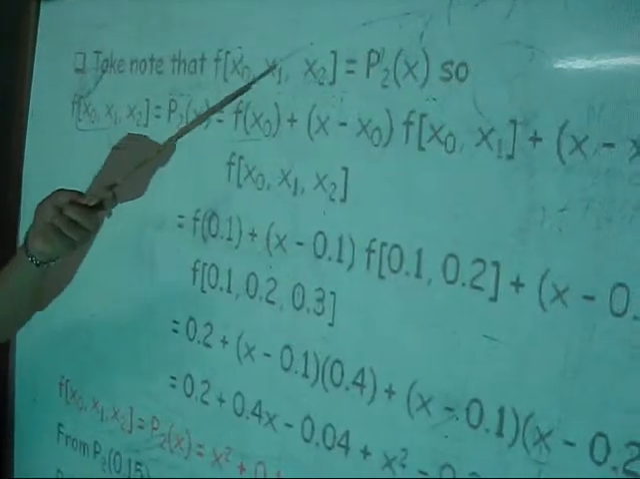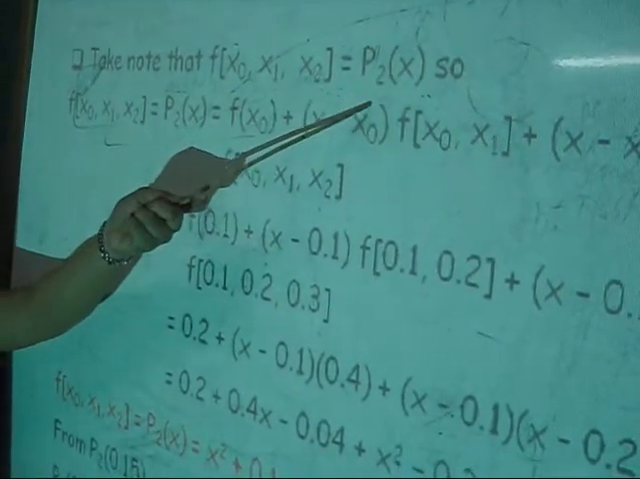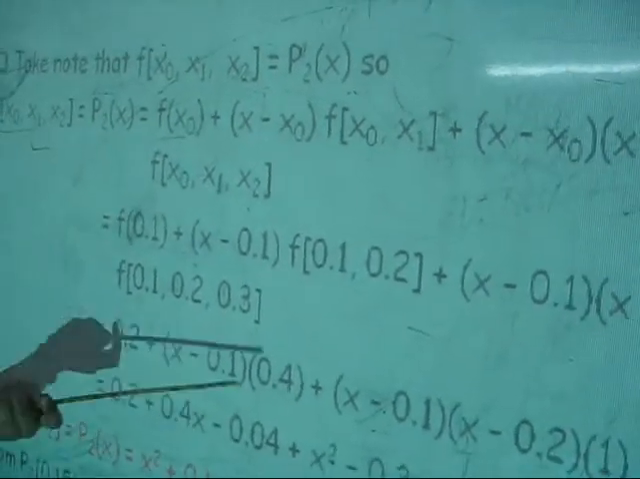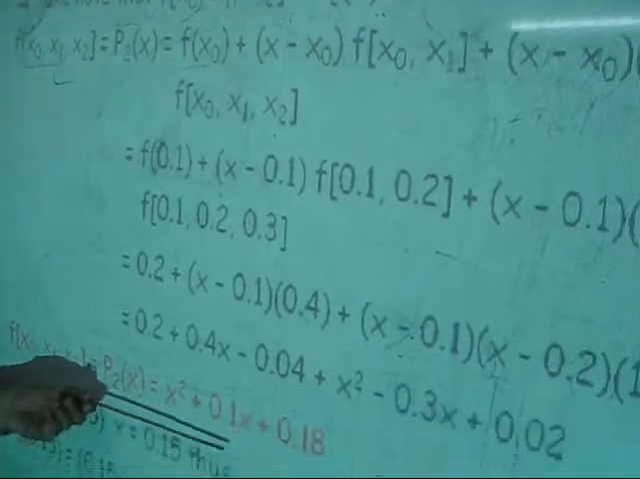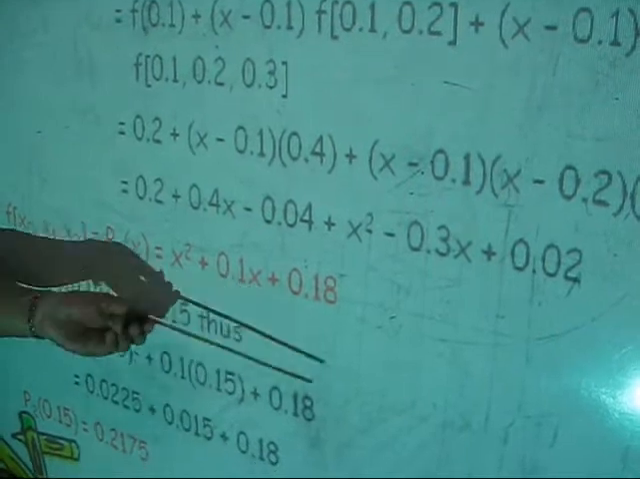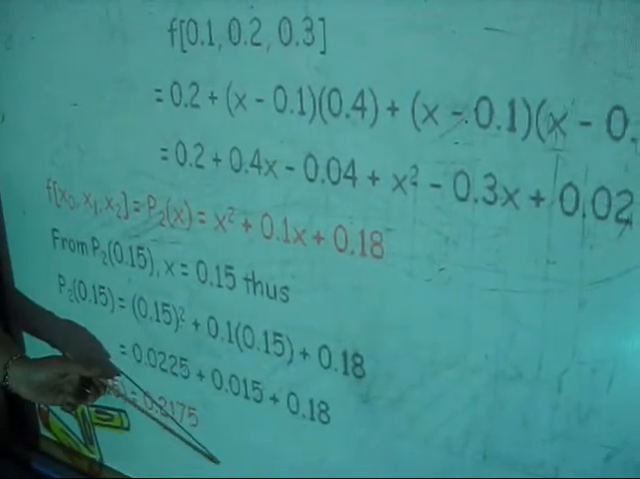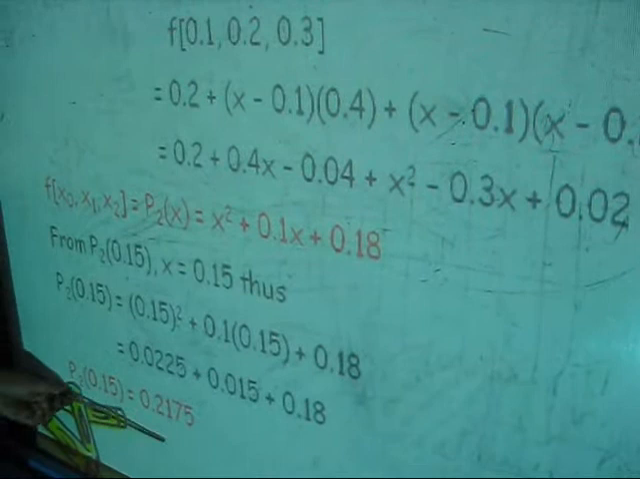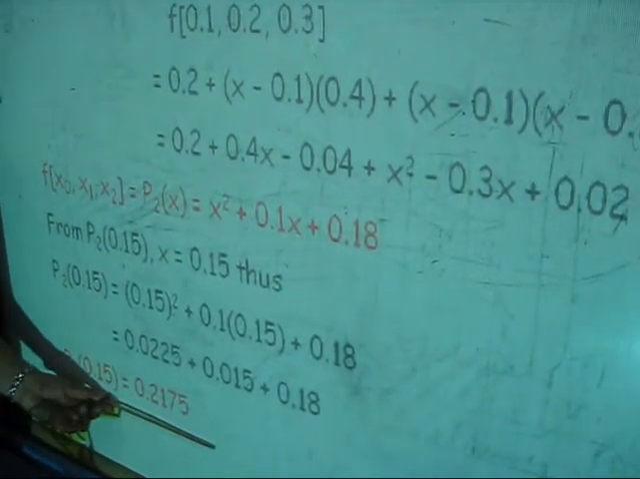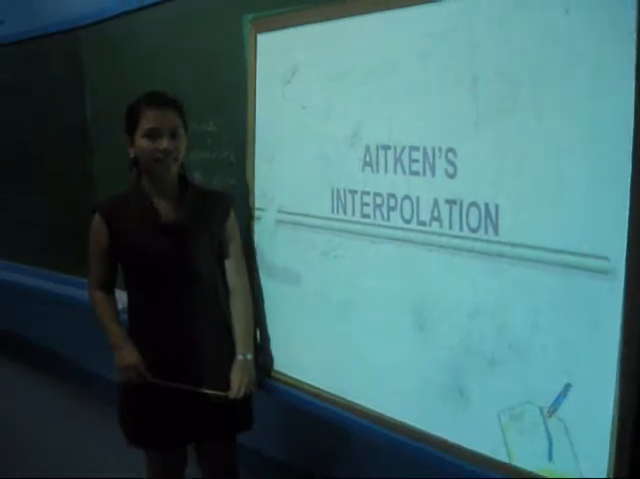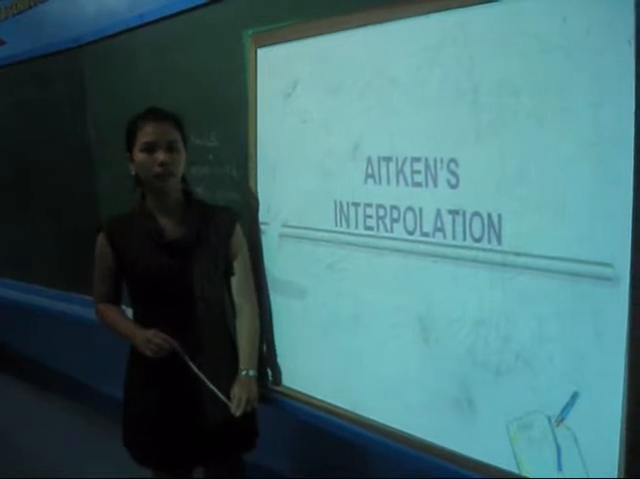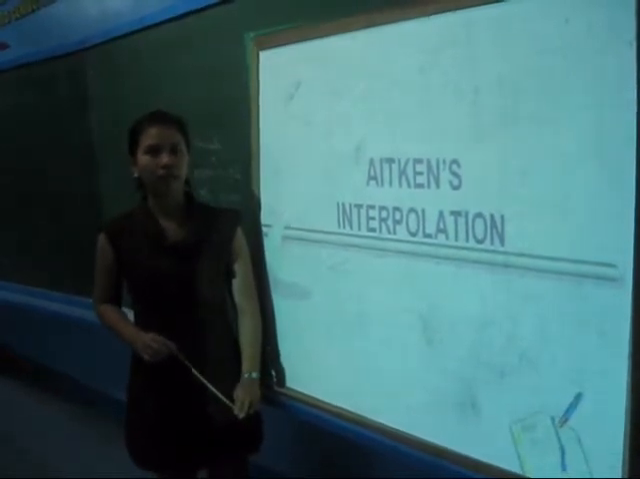Between x sub 0 and x sub 2, we'll have p sub 2 of x. So again, using the formula and substituting the given values, we'll arrive at this interpolating polynomial, which will be needed for us to be able to approximate the given polynomial. And thus, it will result to p sub 2 of 0.15 is equal to 0.2175. And now let us discuss the last topic about interpolating polynomial at an equally spaced method, and that is Aitken's interpolation method.